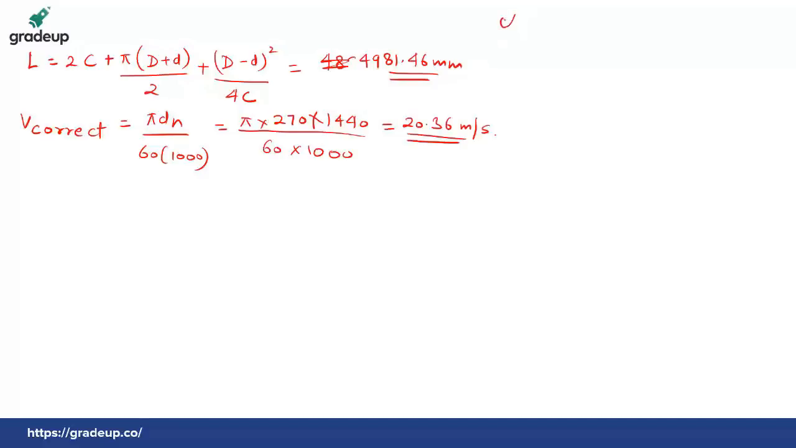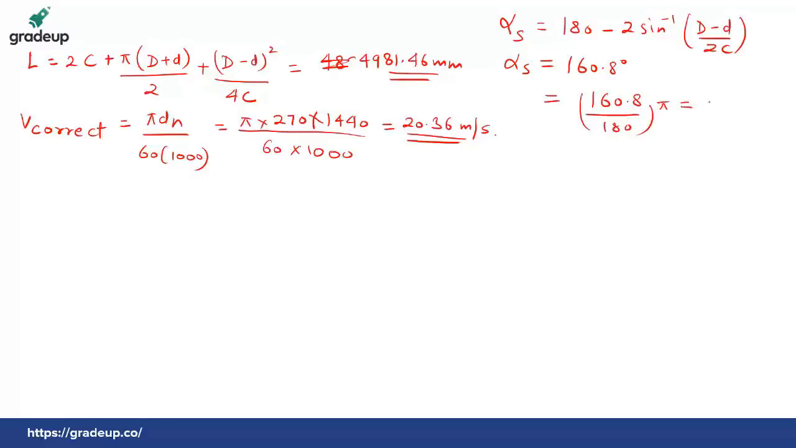Now we will find out the angle of wrap, that is alpha s, for the smaller pulley, equal to 180 minus twice sine inverse of D minus d upon 2c. All the values we are having, so we get this value as 160.8 degrees. Converting it into radians, 160.8 divided by 180 into pi, we get 2.81 radians. Please see each and every step very carefully. We have to use the value of the wrap angle, either for the small pulley or the bigger pulley. We are considering it here for the small pulley in radians.